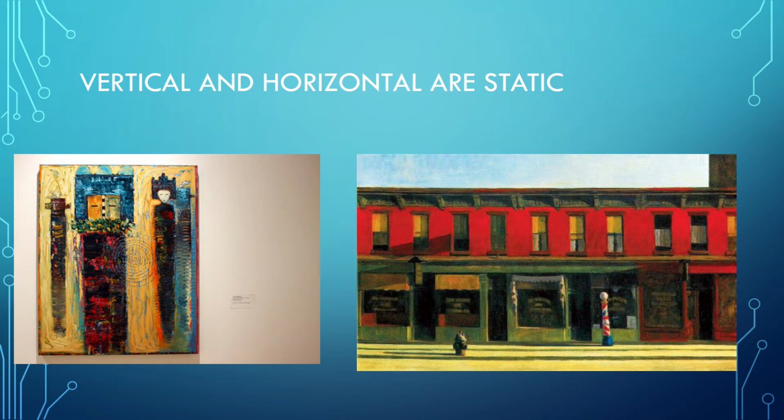Vertical and horizontal lines are static. This implies stillness, like they are not moving. These are used for showing images that are stagnant.